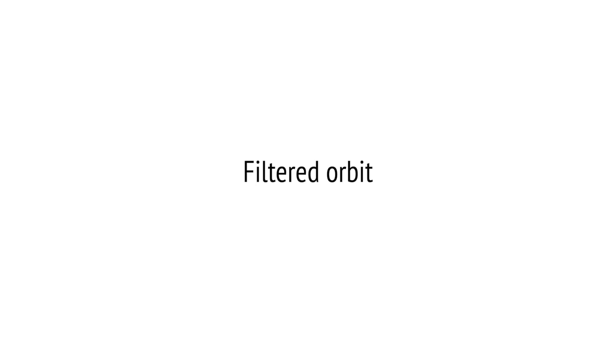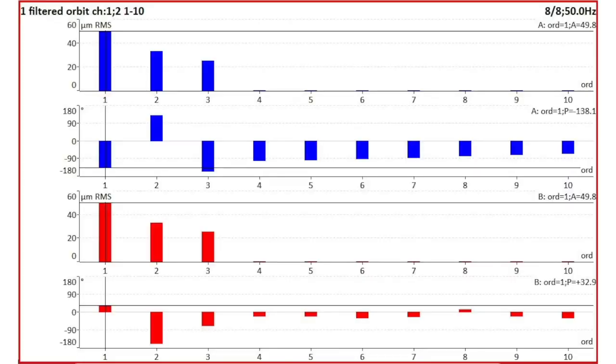We have been talking about direct measurement of orbit, but there is another similar measurement which is called filtered orbit. This measurement works with order analysis and then the orbit is mathematically developed. What is the difference? We can select some orders and only these orders will be included to orbit. The measurement setup is the same as for orders measurement.